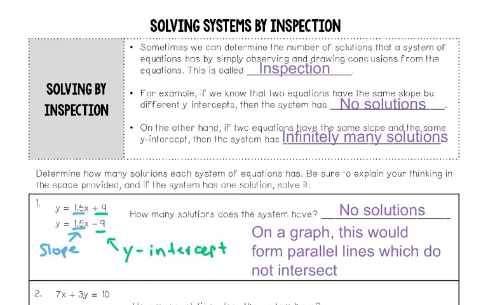However, if I were to graph this, it would show me that I have a set of parallel lines, which don't ever intersect, so they can never have a solution. That's why the answer to this question is just no solutions. But I didn't have to do any work for that one. Just by looking at the pattern here, realizing they have the same slope but a different y-intercept, I inspected the equations and solved it that way.